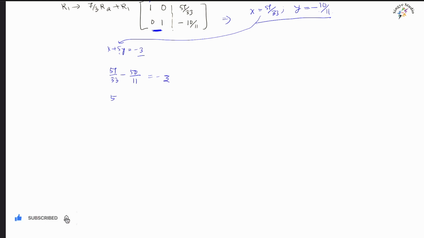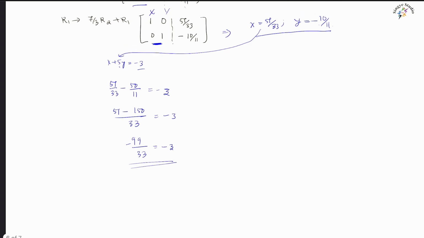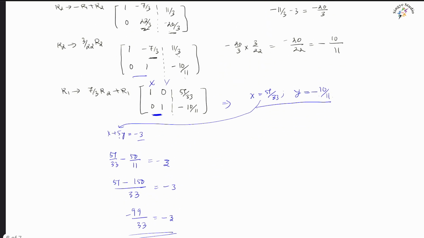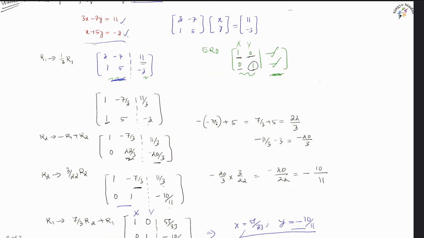So we will get 51 minus, with 11 times 3 being 33, 50 times 3 is 150, divided by 33. So it will be 51 minus 150, which is negative 99 upon 33, which is negative 3. Therefore, it satisfies the equation when we plug in x equals this and y equals this. Now we also have to check the other equation.